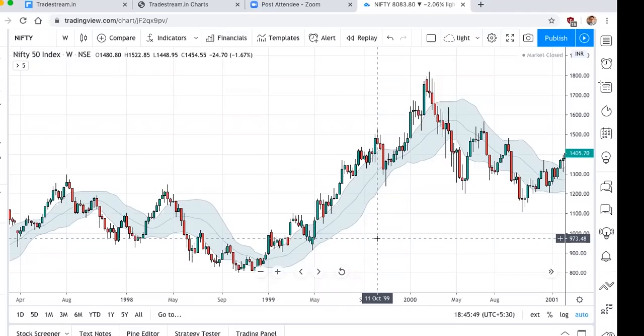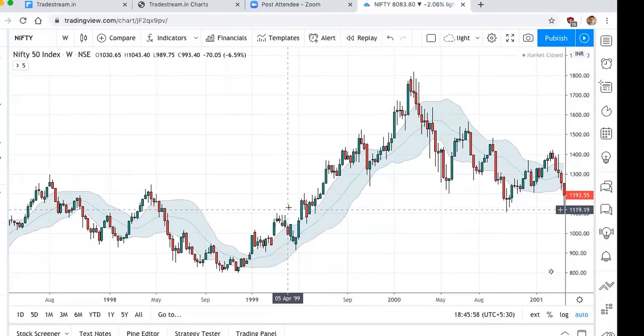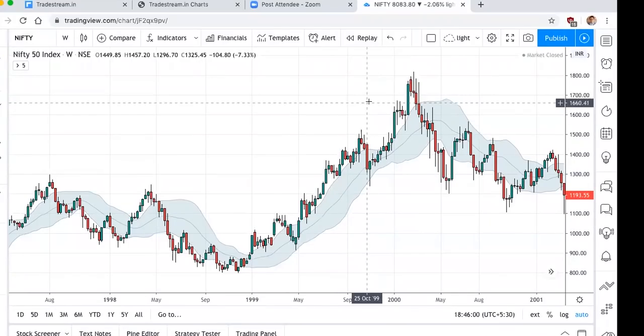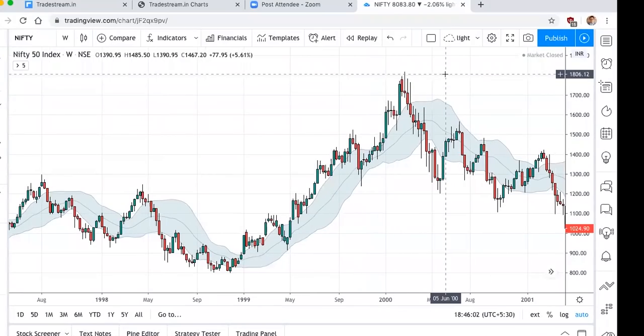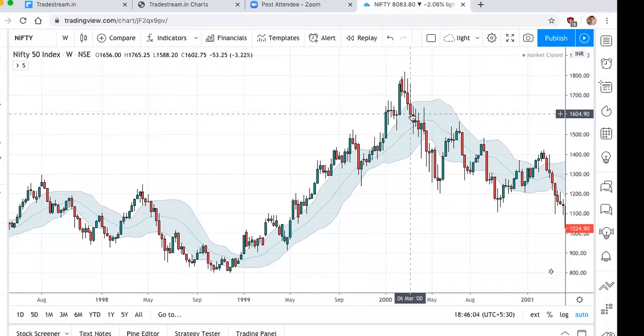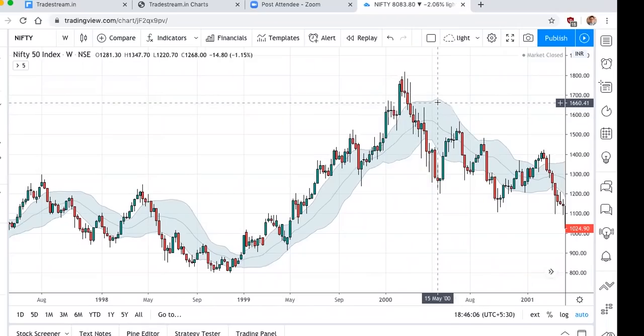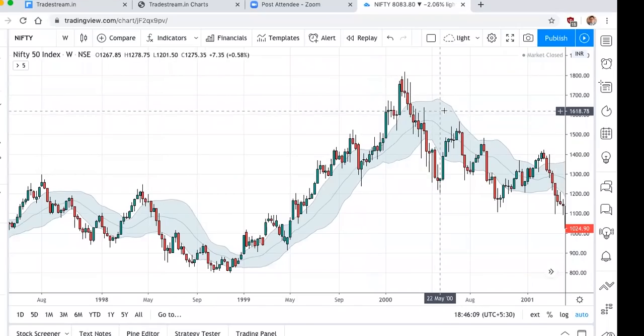Consequently, when it comes back inside the Bollinger Band, it's a rough thumb rule that the uptrend is over or it's taking a pause. So our basic rule is we will look for long trades only when it's outside the Bollinger Band, new ones, and we will exit our long trades or hedge them when the index comes back inside the Bollinger Band.